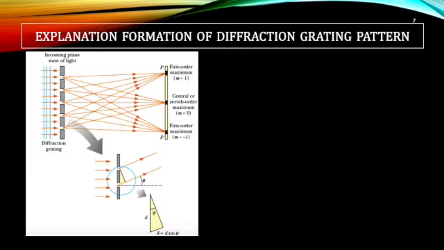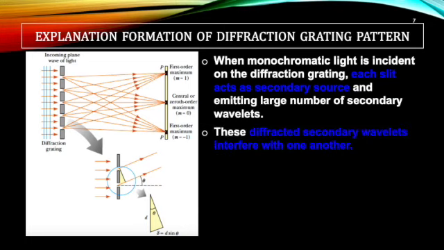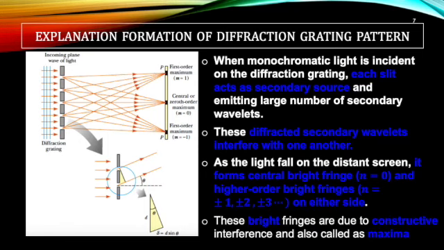The formation of the diffraction grating pattern can be explained as follows: when monochromatic light is incident on the diffraction grating, each slit acts as a secondary source and emits a large number of secondary wavelets. These diffracted secondary wavelets interfere with one another. As the light falls on the distant screen, it forms a central bright fringe, n equal to 0, and higher order bright fringes, n equal to 1, 2, 3 and so on, on either side. These bright fringes are due to constructive interference and are also called maxima.